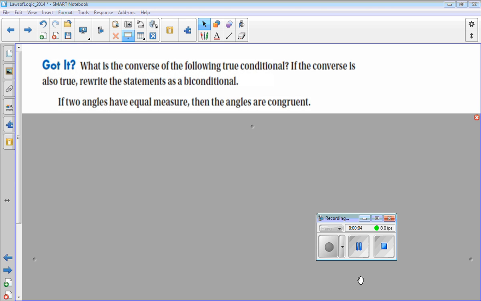If two angles have equal measure, then the angles are congruent. Okay? Is that a true statement? If two angles have the same measure, are they congruent? Sure, that's true. So the truth value of this statement is true. It also asks us to write the converse of that statement.